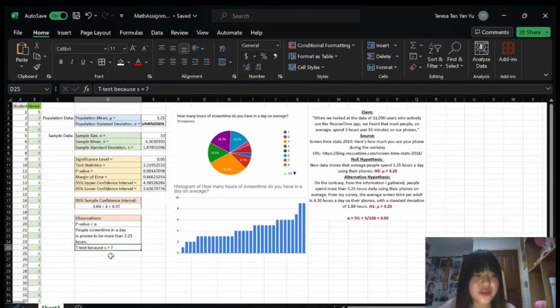And my final observation is that the population standard deviation is unknown. That's why a z-test cannot be conducted, and that's why I follow up with the t-test, which uses the t-test formulas. And my p-value turns out to be smaller than the alpha, which means that I can reject my null hypothesis because average screen time in a day is proven to be more than 3.25 hours. In plain terms, my data shows that the true average is most likely above the claimed value of 3.25 hours.